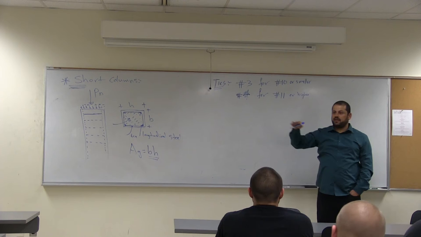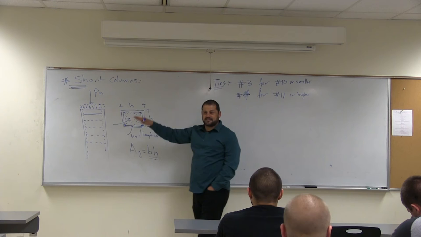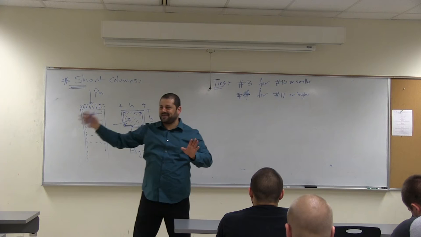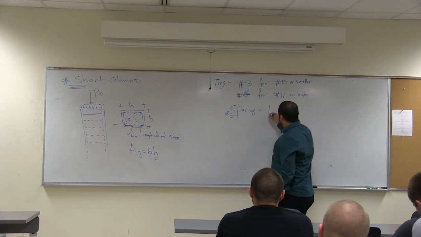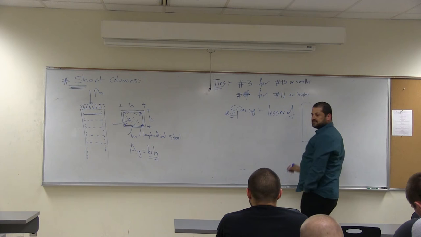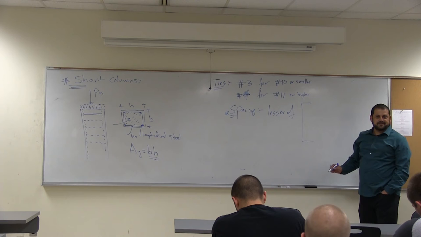Now what's left for you is the spacing, and the spacing must be constant. Easy. Not like the shear stirrups with this zone, that zone, and that zone. This is just straightforward spacing. How much do you think? The lesser of 3 things. Straightforward. Any idea?